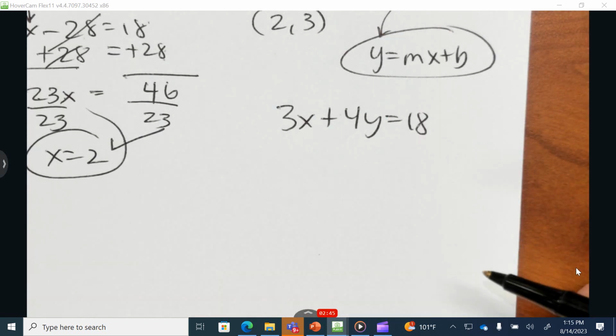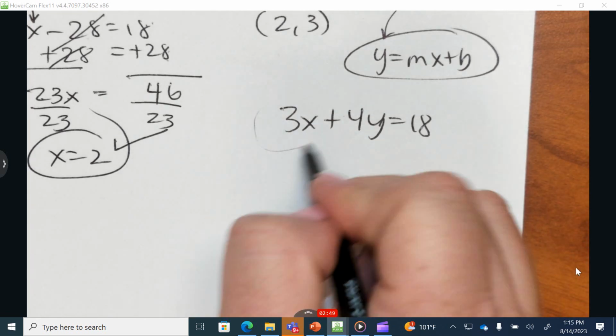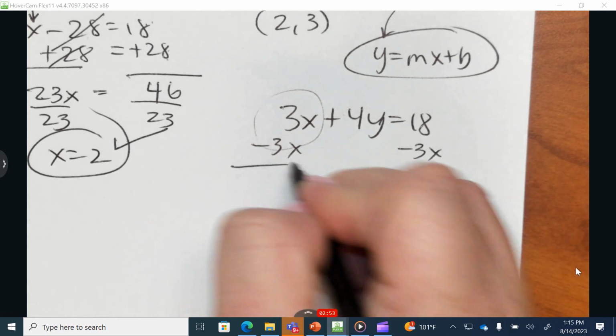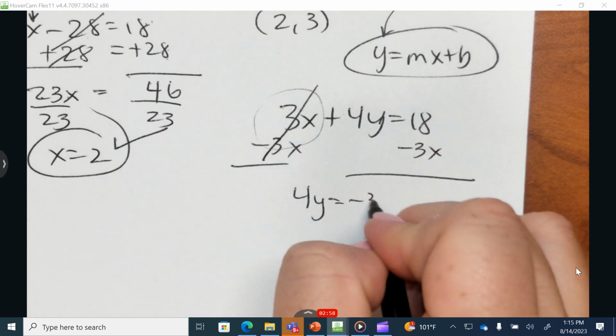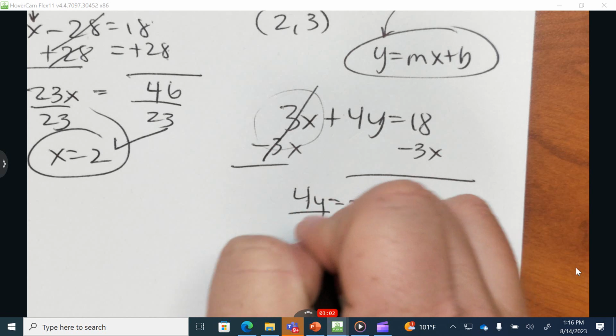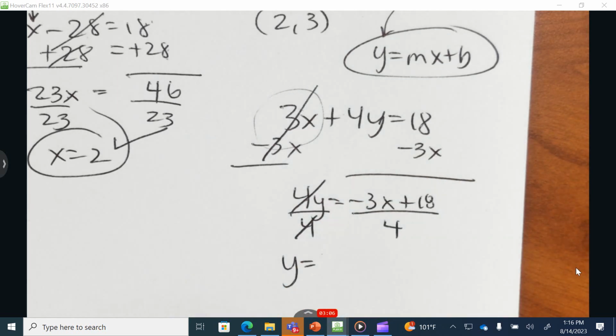So how do we do that? Ultimately, I just need to get y by itself. I need to isolate the y. And so I need to first start by moving the 3x to the opposite side. Right now it's a positive 3x. I'm going to subtract it from the other side. These are opposite and cancel out. Now I need to move the 4 to the opposite side. The opposite of multiplying is dividing. Okay, finally y is by itself.